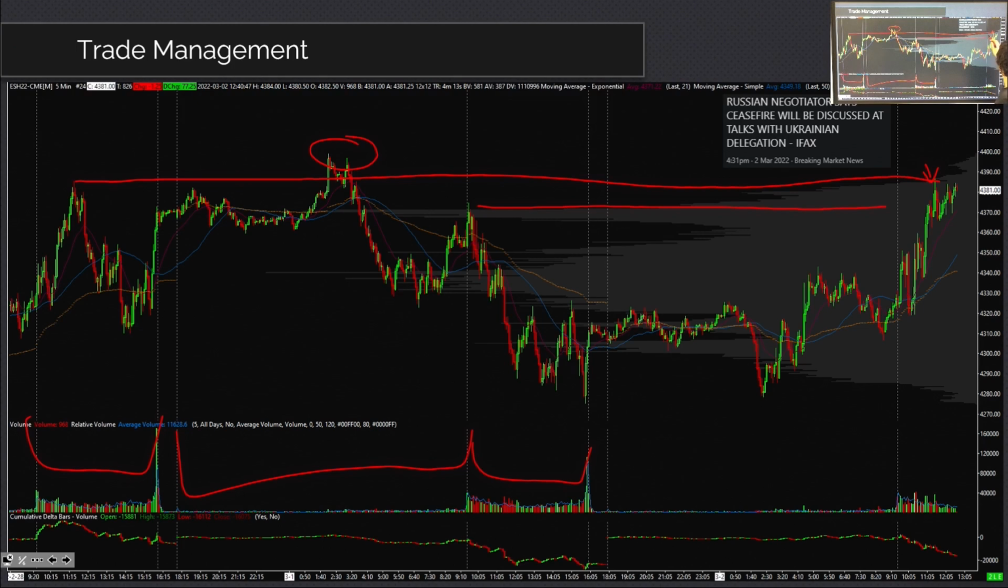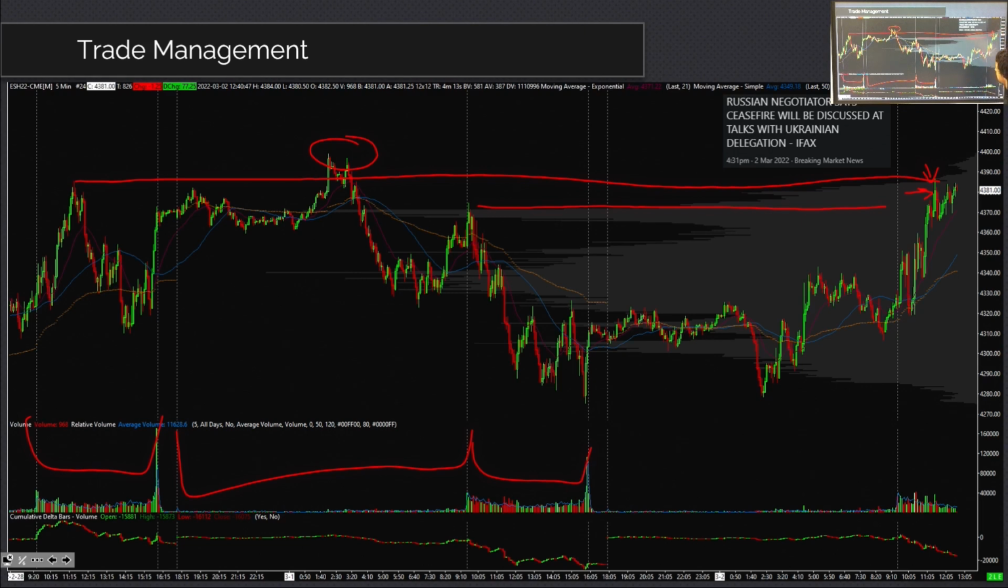Now, when the market was pretty much up here, this piece of news came here: Russian negotiators say ceasefire will be discussed at talks with the Ukrainian delegation. So I think myself and everybody else thought, oh wow, this is massive. If they're willing to talk about this already, this is great, this conflict might end. And then also the stock market should probably go up. So then, yeah, we expected a bid.